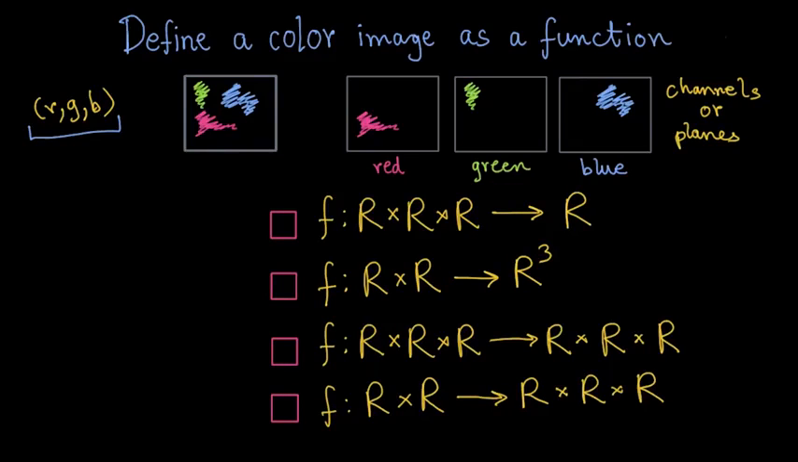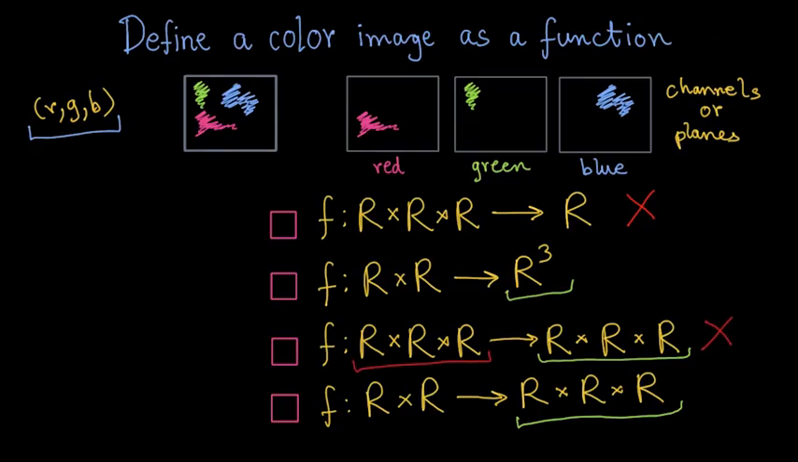Let's first look at the range of the function. Since each location has a tuple of 3 values, the right-hand side of the mapping should have R cross R cross R, or R cube. The first expression is therefore clearly wrong. Note that a color image is still a mapping over a domain of 2-dimensional X and Y values. Hence, the third expression is also incorrect. Therefore, we can represent an RGB image as a mapping from R cross R to R cross R cross R. This is the same as writing R cross R maps to R cube. In fact, you could also shorten it to R squared to R cube.